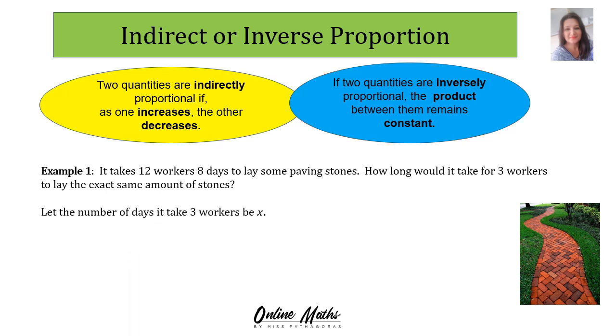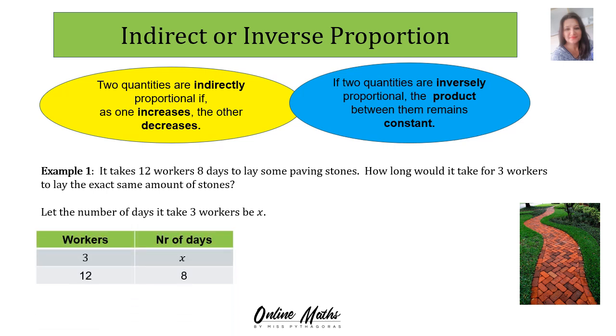Let the number of days it takes 3 workers be x. Then you make a table. Workers, number of days. 3 workers, x days. 12 workers, 8 days. And now, because it's inverse proportion, we're going to say 3 times x is equal to 12 times 8. This is how you set up your equations. And then to make x the subject of the formula, you're going to divide by 3 both sides, and therefore you get x is 32 days.